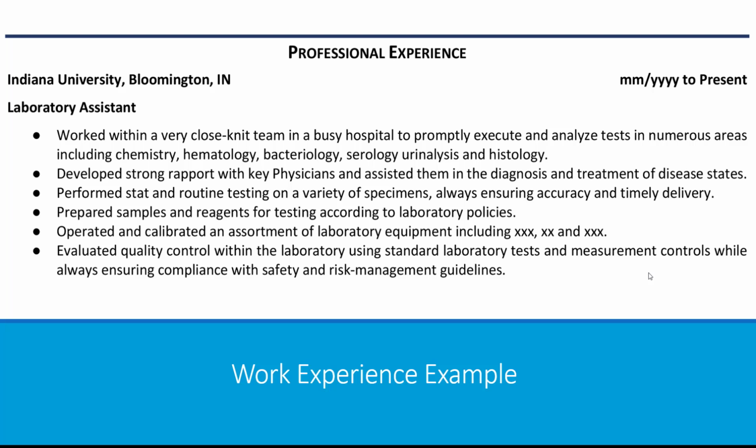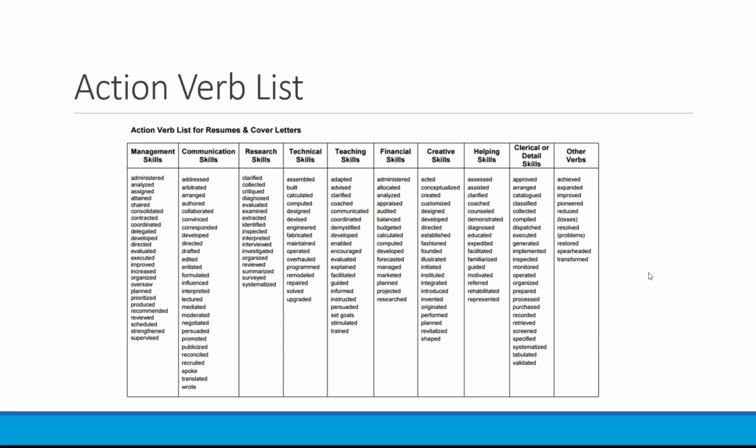So an example here, the student has listed they were a lab assistant. They put where they were a lab assistant. The date would go over there on the right hand side. And then I really want you to look at these bullet points here. It doesn't say I worked, it just says worked. Or then it says developed or performed or prepared or operated. So you always want to start with an action verb. So I have listed for you under the lesson resources this week a huge list of action verbs. So that way, if you're stuck on where to start, any one of these words would be great.